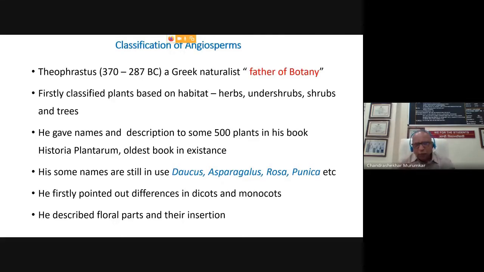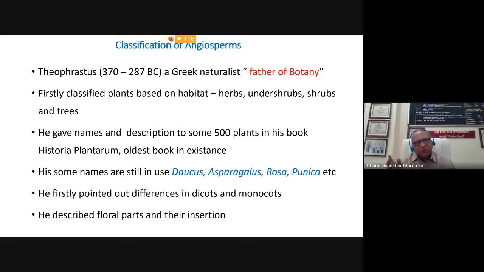Now he was the first who pointed out the difference between the dicots and monocots also. Even though he had only his eyes, his observations were so keen and precise that almost 2000 years back, he identified the dicots and monocots separately. He also described the plant parts, floral parts, and their insertion pattern, how these are arranged together. Later on, many people tried to contribute, and many of these names are used today as names of genera, for example Caesalpinia, Bauhinia, and many others. All these generic names are actually the names of the scientists, the taxonomists of that time.